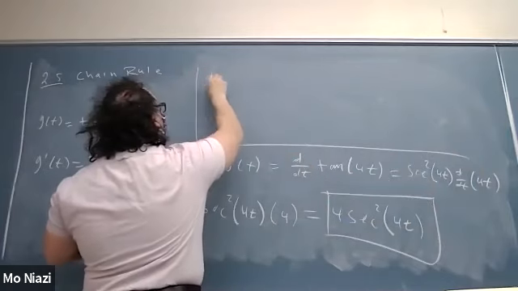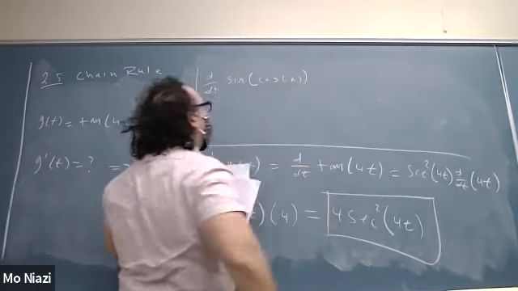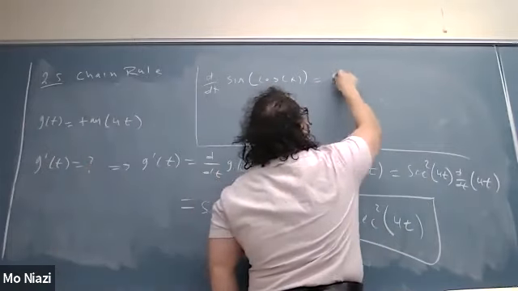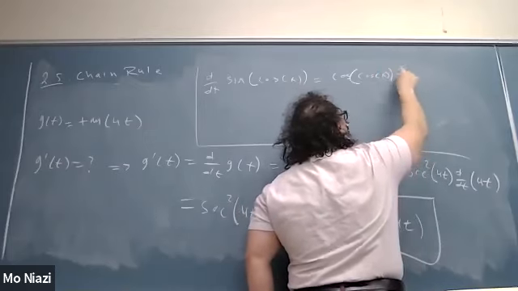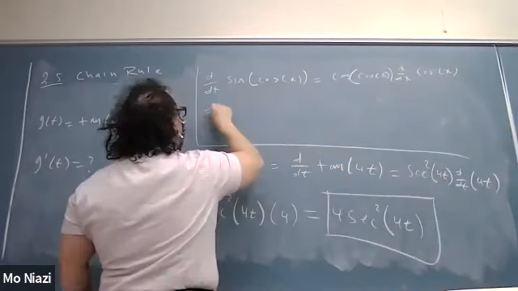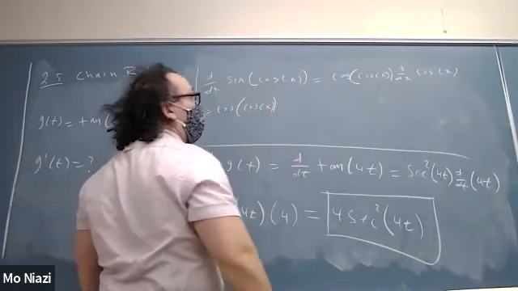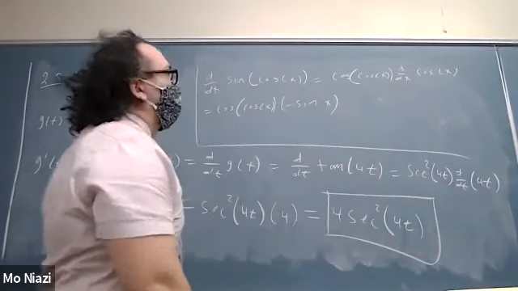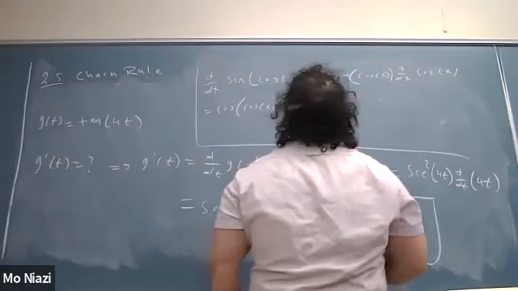What is the derivative of sine of cosine of x? Well, the derivative of the outside function, the derivative of sine, is cosine, and we keep the inside constant, times d dx of the inside function. So this becomes cosine of cosine of x times the derivative of cosine, which is negative sine. And you're done.